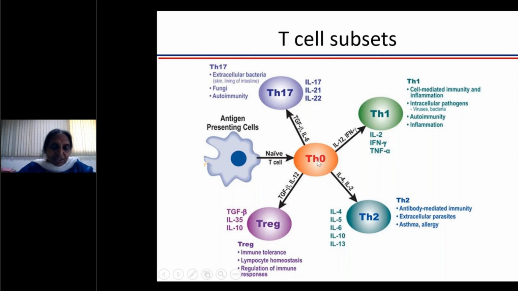But the T cell cannot see the bacteria in toto, while the neutrophil can engulf the whole bacteria, no issues. Macrophage can engulf the whole bacteria. The T cell cannot see the whole bacteria.